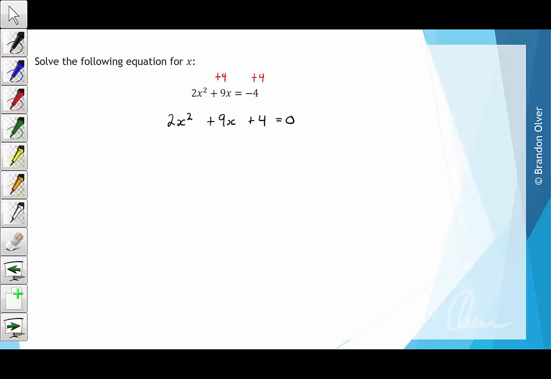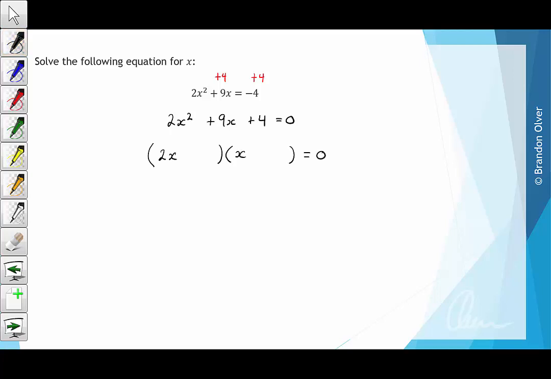So now that we've got that, we can factorize the expression and then use the null factor law to solve for x. So what we need to do is look for two numbers that multiply together to give positive 4 and then add together to give positive 9. But we also need to take into consideration the 2 that's out the front of the x. So we're just going to do this by inspection. So we're going to have 2x in the first bracket and x in the second.